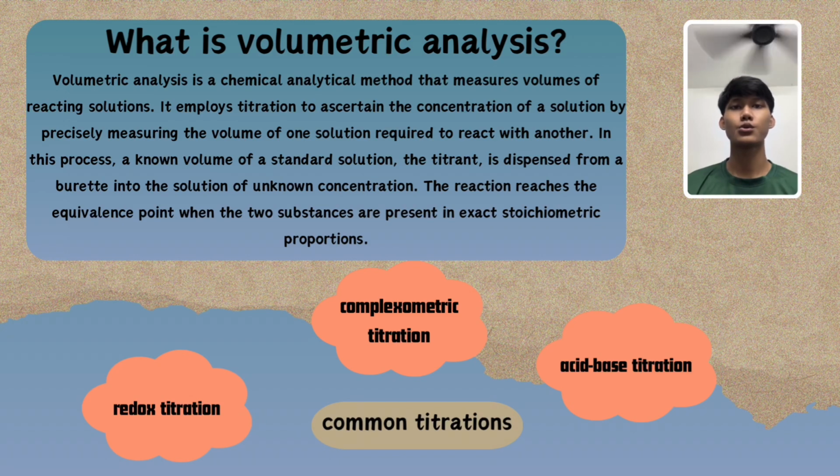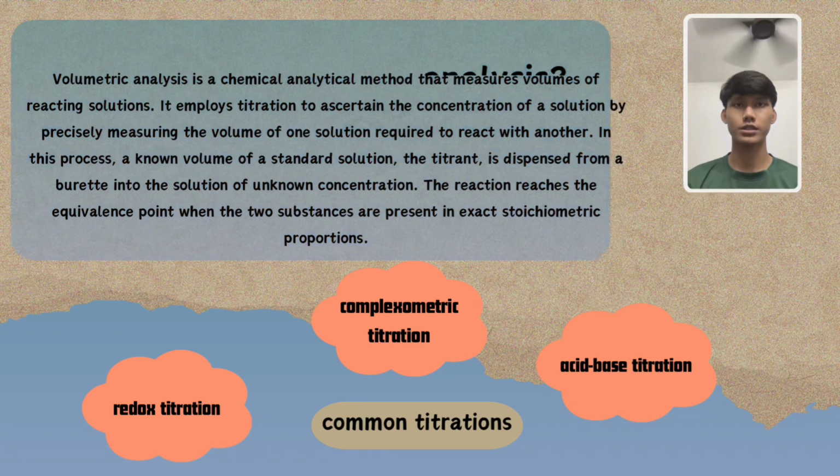Now I will explain to you what is volumetric analysis. Volumetric analysis is a chemical analytical method that measures the volume of reacting solutions. It employs titration to ascertain the concentration of a solution by precisely measuring the volume of one solution required to react with another. In this process, a known volume of a standard solution, the titrant, is dispensed from a burette into the solution of unknown concentration. The reaction reaches the equivalence point when the two substances are present in exact stoichiometric proportion. These are the common titrations. The first one is redox titration, the second one is complexometric titration, and the third one is acid-base titration.